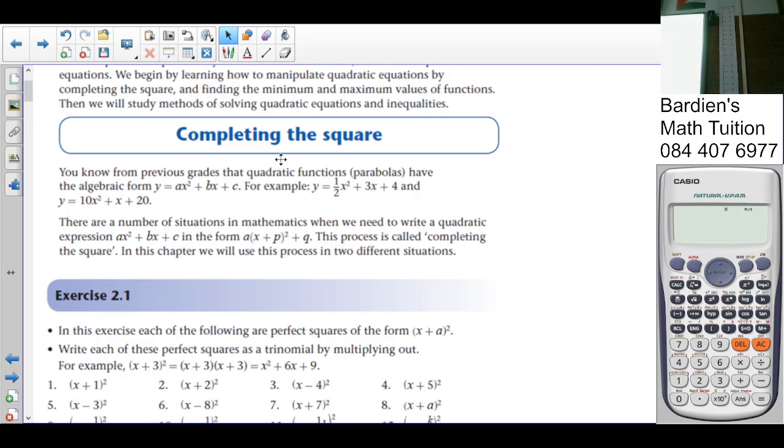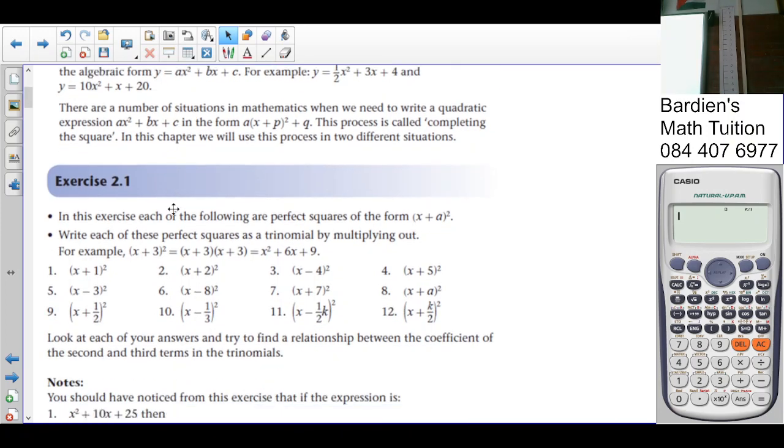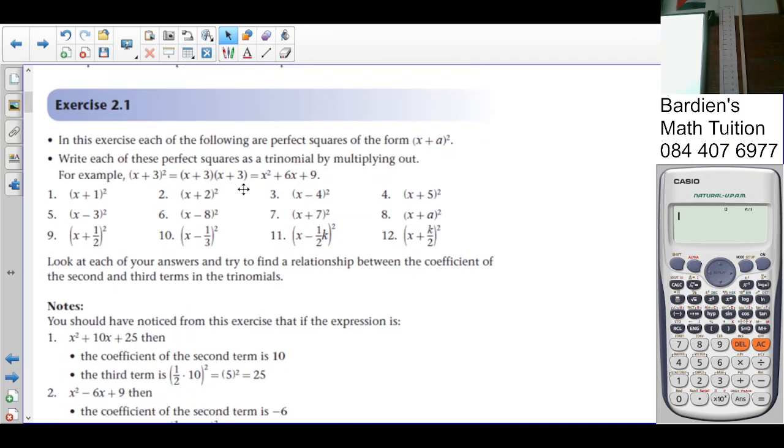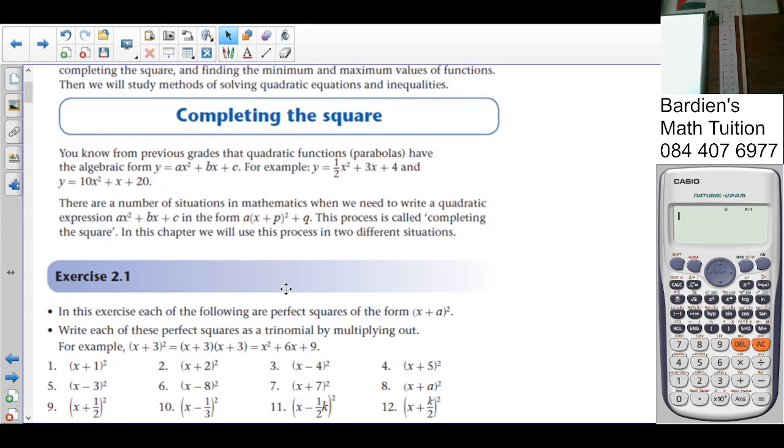So we said we'd talk about completing the square, and it will be in the form y is equal to x squared plus bx plus c. In exercise 2.1, as you can see, there are no examples here. But in grade 10 and grade 9, we were exposed to binomial squares. You guys remember binomial squares?